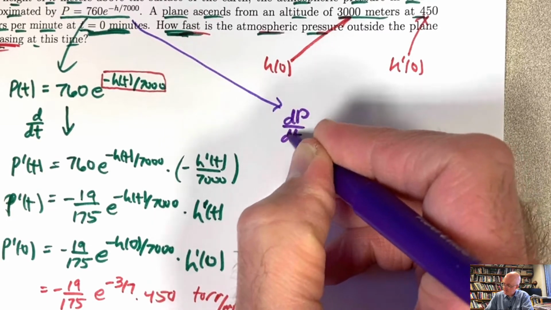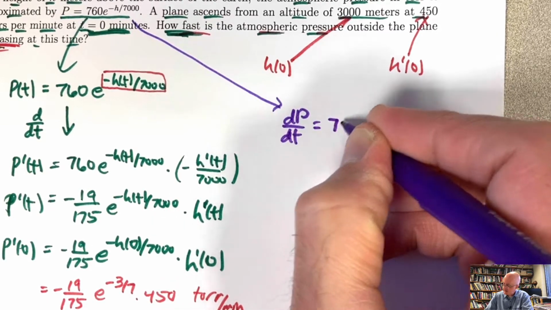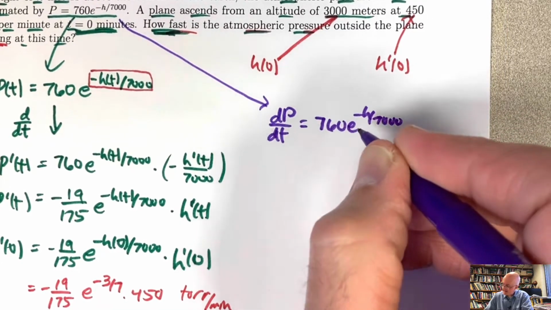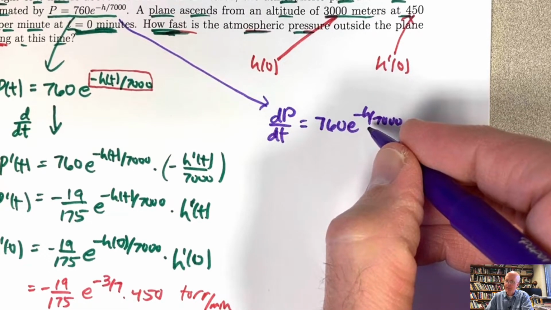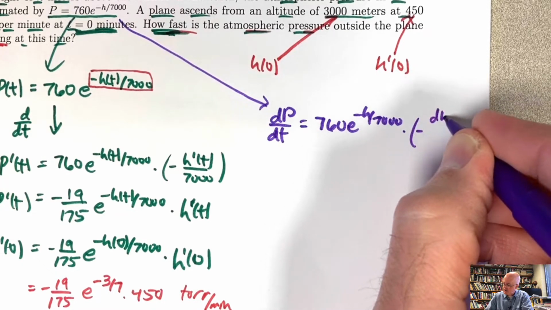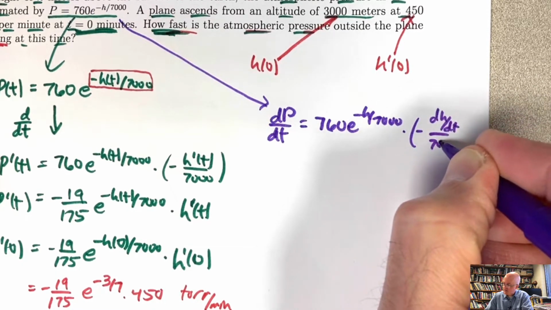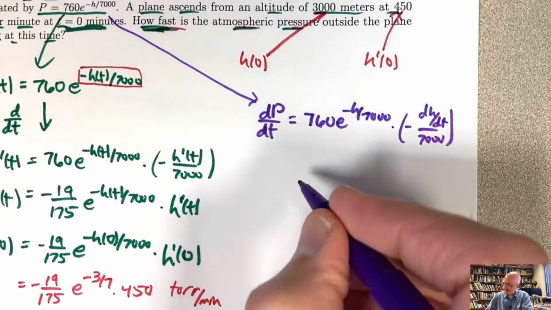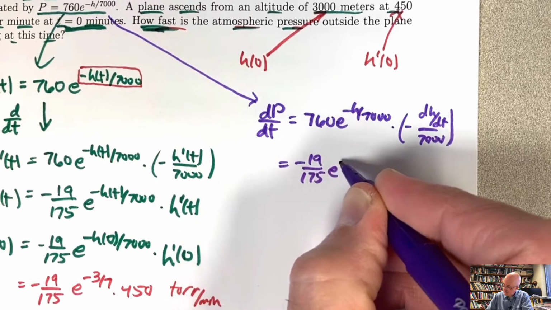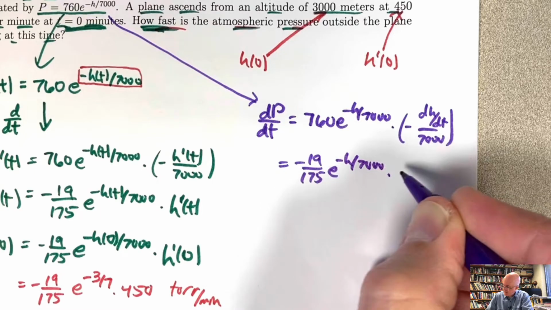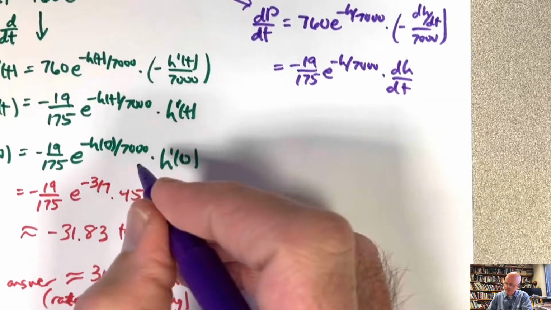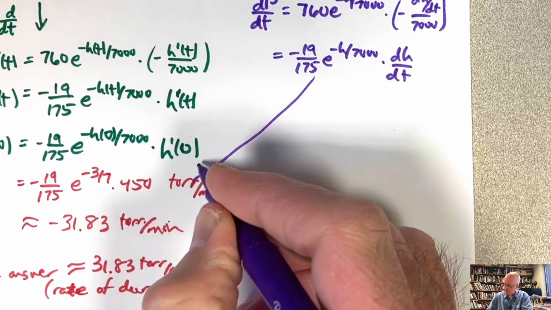dp dt equals, it's just like before, 760 e to the negative h over 7,000 times the derivative of the inside function with respect to t. The derivative of negative h over 7,000 with respect to t is negative dh dt over 7,000. So you really get in the end the same answer. You're just not using Leibniz notation here. And you might say it is a little quicker to do it this way. Then you'd plug in the same numbers, and you get the same answer over here as before, okay?